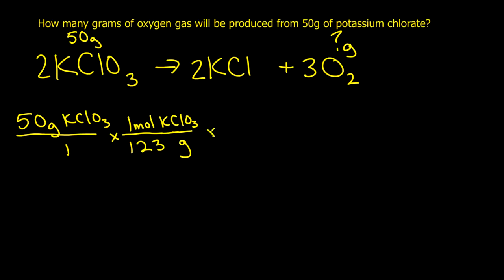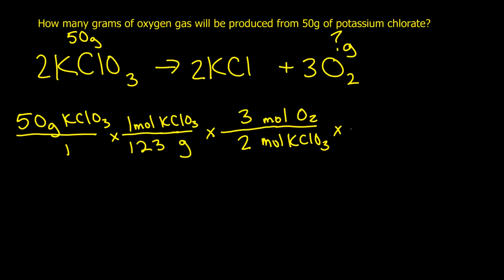So I'm going to set up another proportion here. Once I got my moles of potassium chlorate, I want to change it to moles of oxygen. So I'm going to put my moles of potassium chlorate on bottom, and I'm changing that to moles of oxygen. Well, what's my ratio? There are 2 potassium chlorates for every 3 oxygen. So 2 potassium chlorate moles for every 3 oxygen moles.